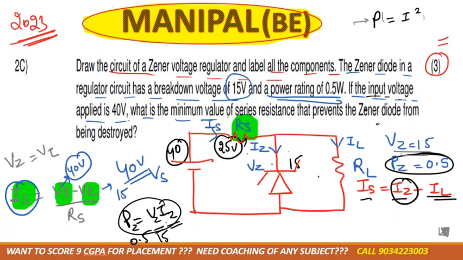25. So now we can put here as 25 by RS. So VS is known, VL is known. Now we are left with one variable.